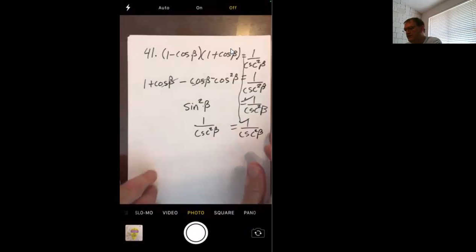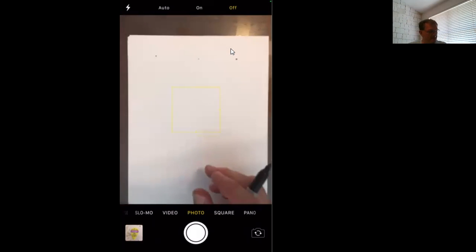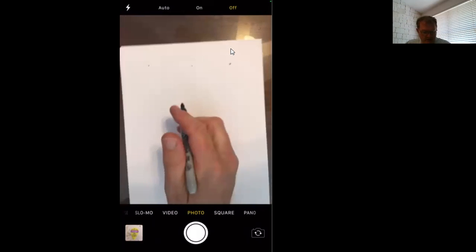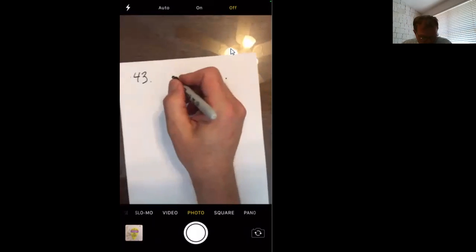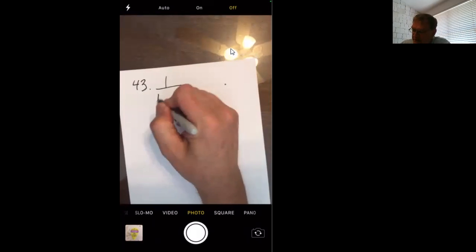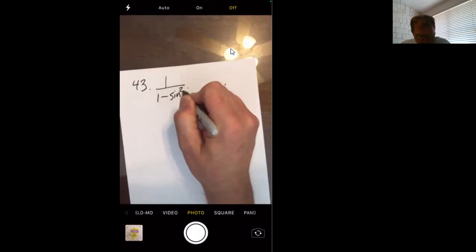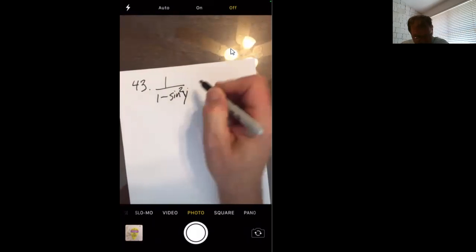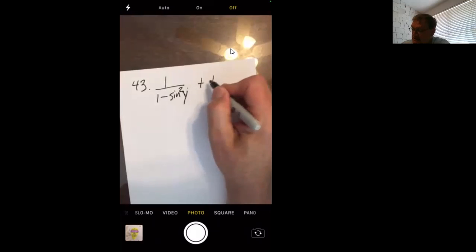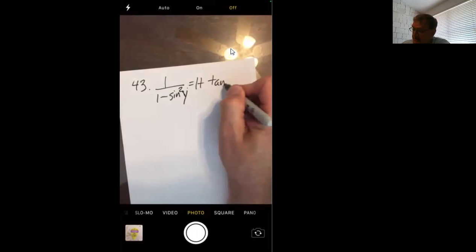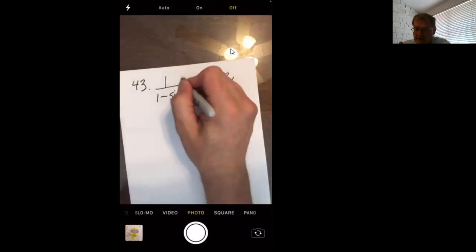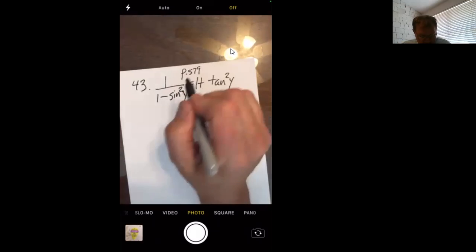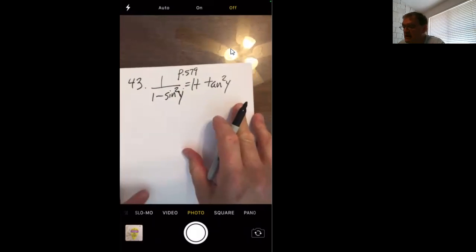Why don't we try one like 43? I've worked some of these, can't really remember what I did last week, so I'm repeating myself. I remember working on 45. I remember embarrassing myself. I think I turned it into equals 1 plus tangent squared y. Still page 579.